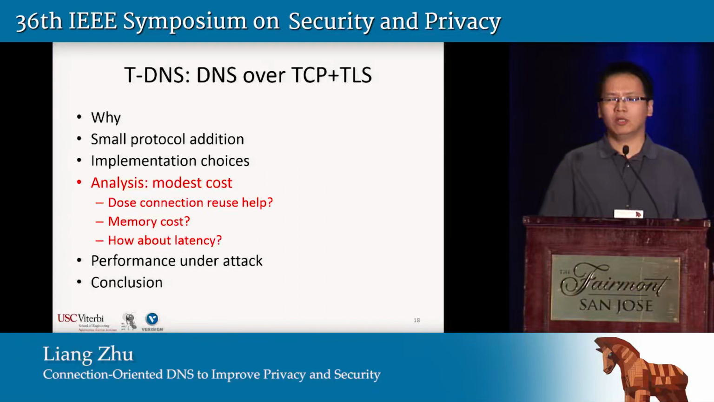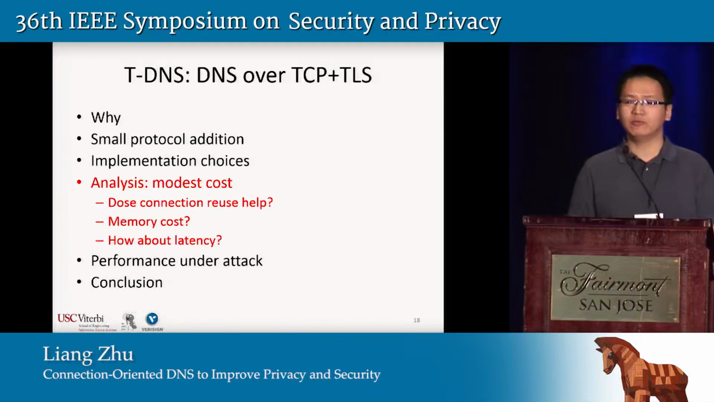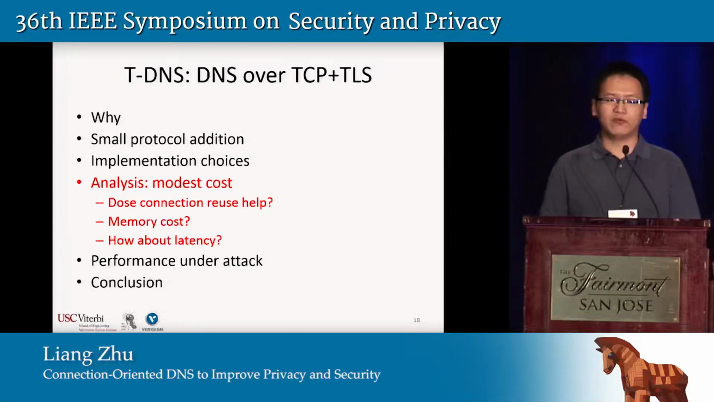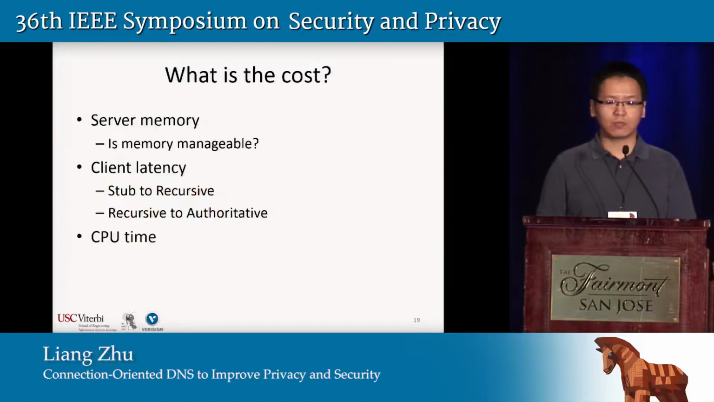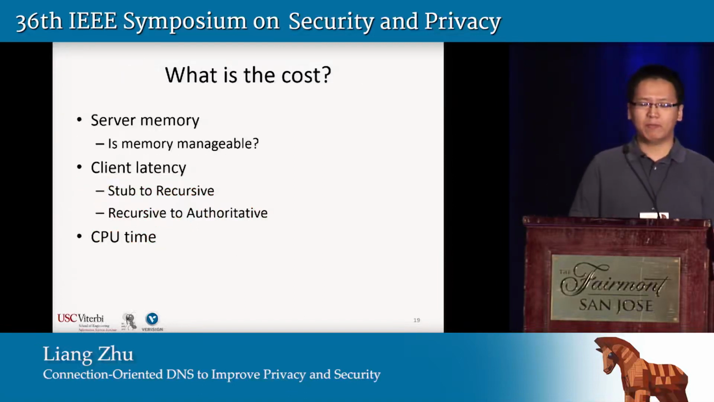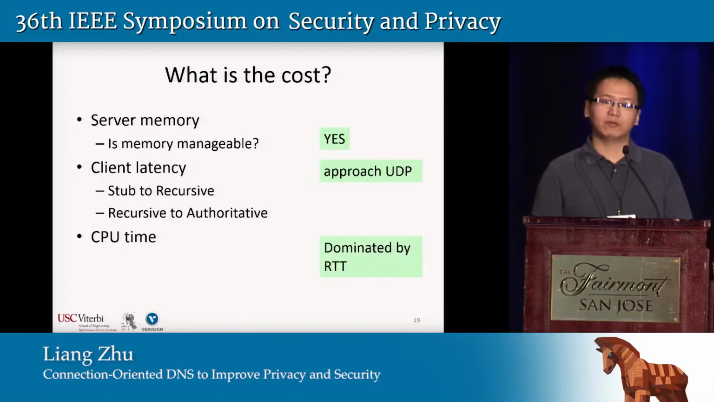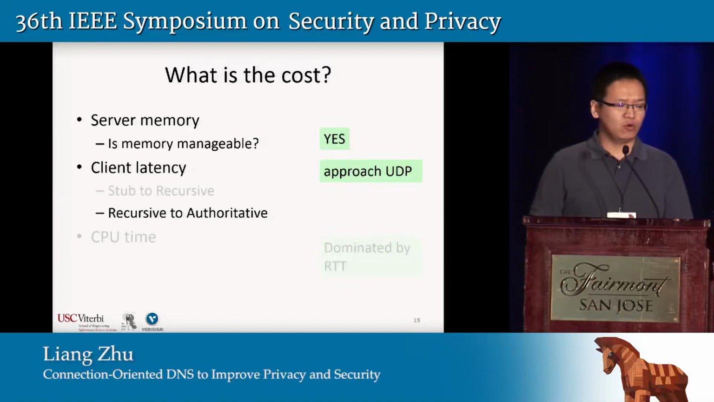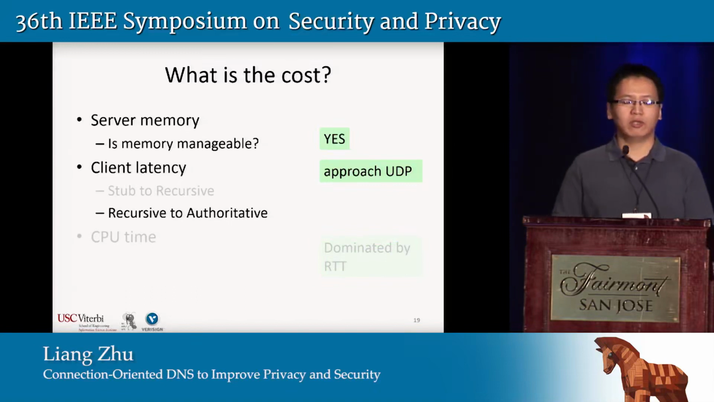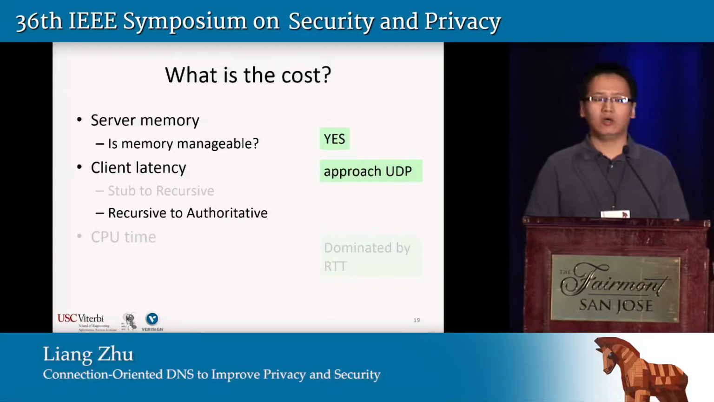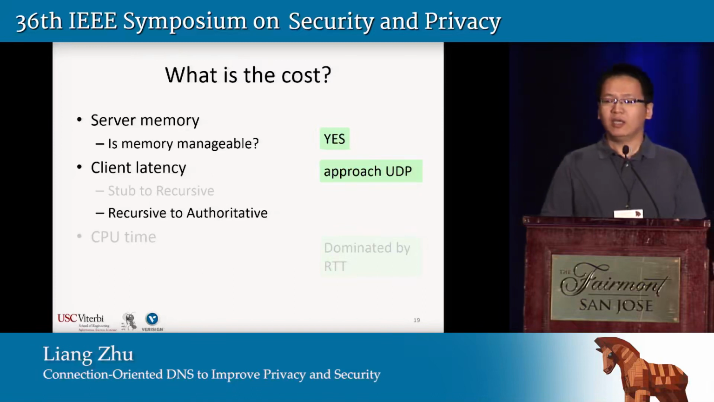So actually the protocol change is minimal, but our key contribution is the performance analysis. There are a bunch of different aspects of cost, and we have already studied all of them, and they are actually acceptable. However, in this talk I will only talk about the server memory and the recursive to authoritative latency, and all the other analysis is actually in our paper.